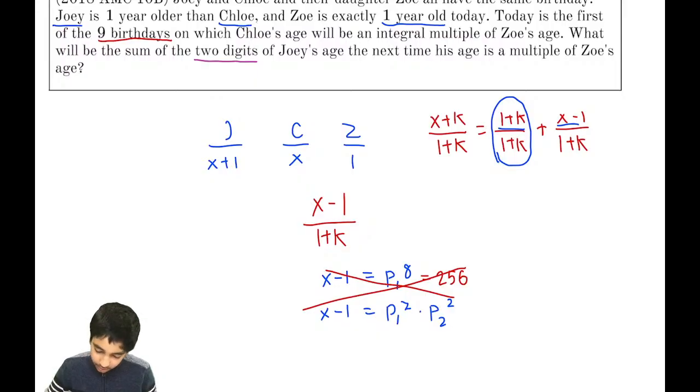Now what about this next case? Well, if it's p1 squared times p2 squared, what are the possible values for it? Notice that if it's p1 squared times p2 squared, what are the possible values for the primes p1 and p2?